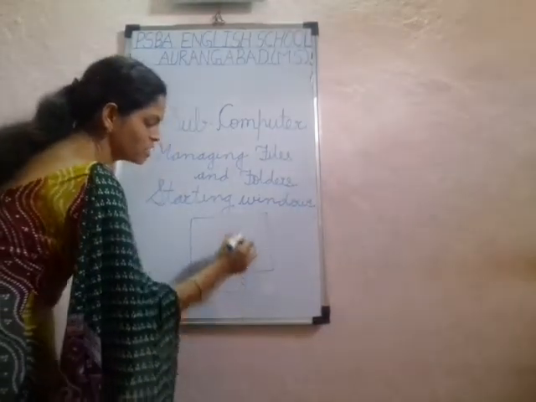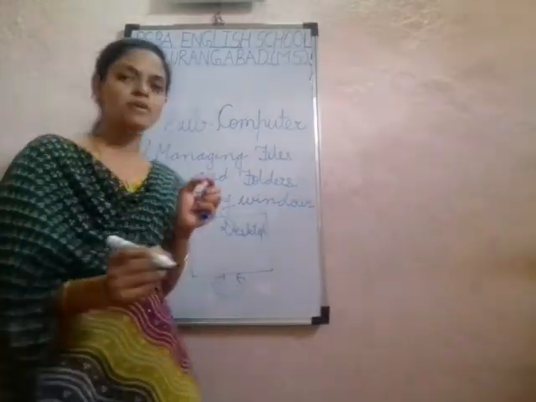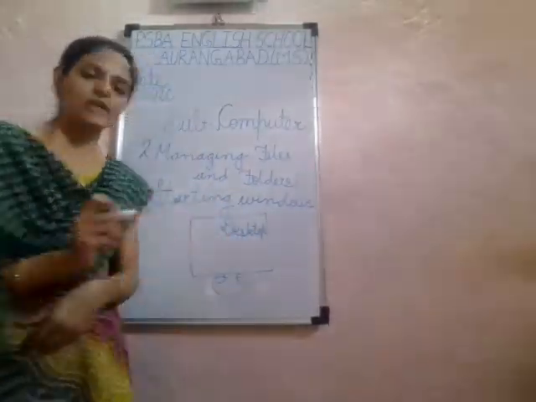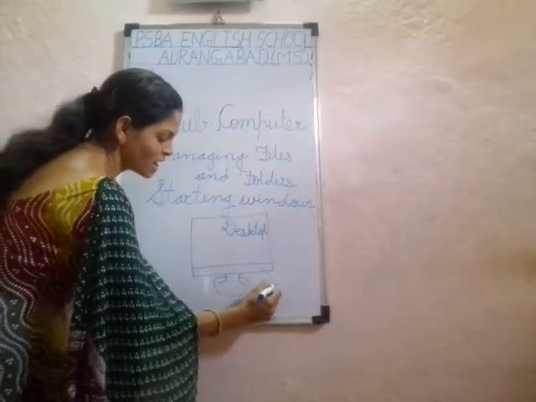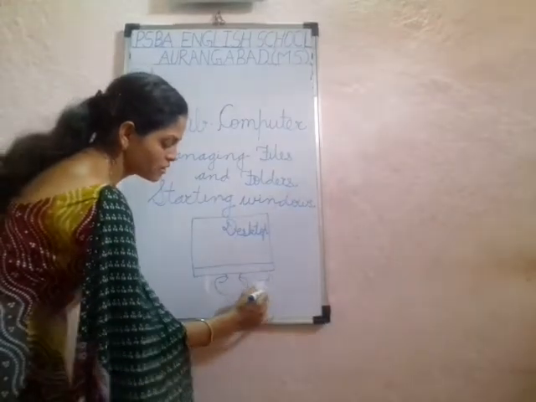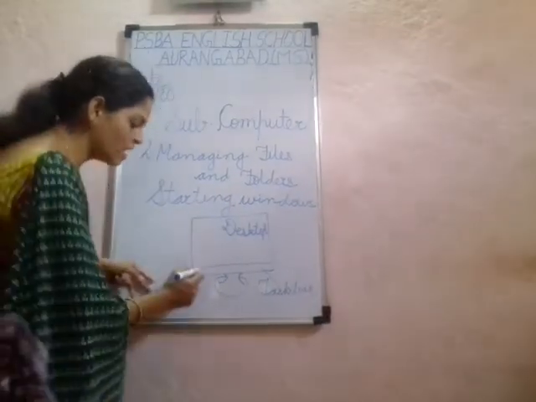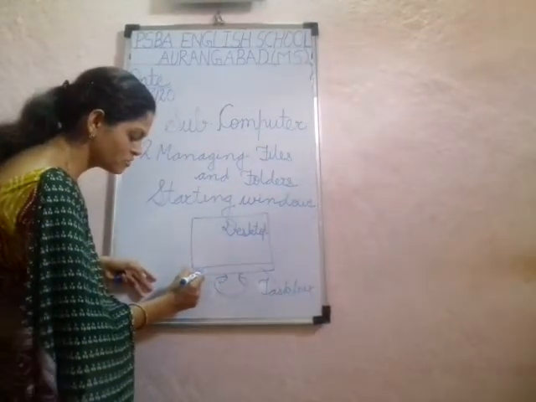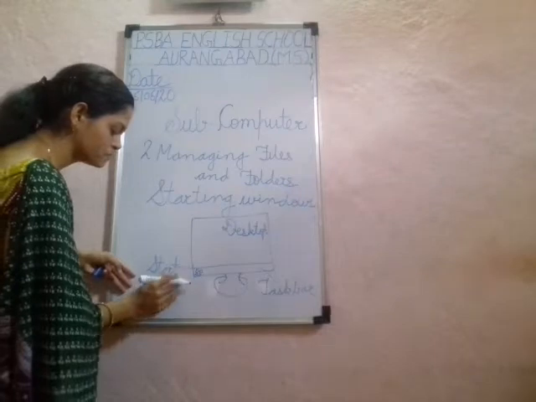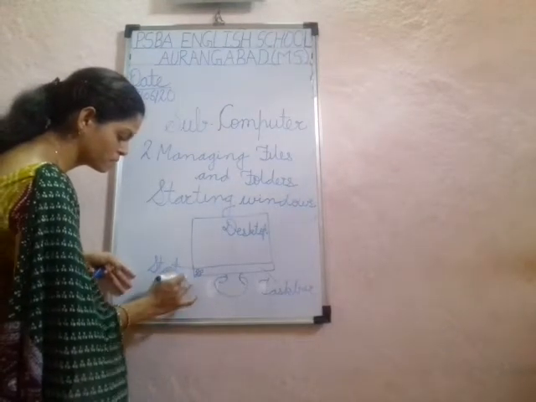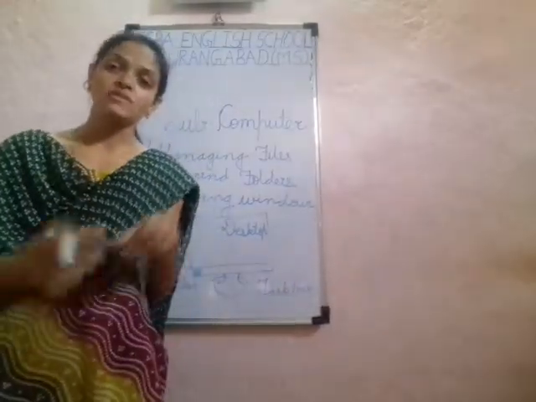What is that? Desktop. The final screen that appears when the computer starts is the desktop, and at the bottom there is a taskbar. The taskbar has the start button at the left corner. This is your start button. And here on the taskbar there is a settings option and a search option.